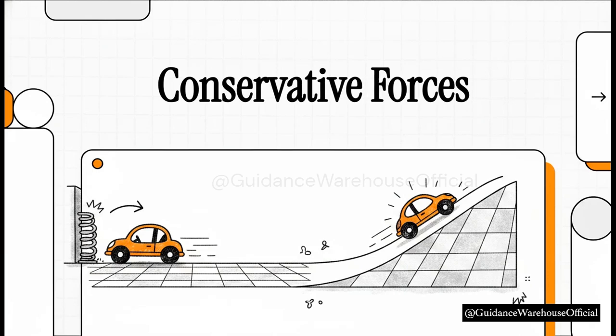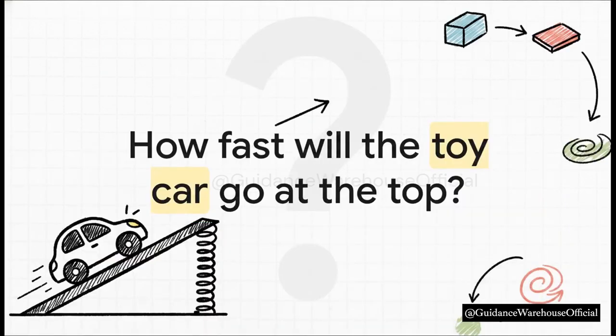Let's say you've got a 0.1 kilogram toy car, and it's jammed right up against a perfectly compressed spring. You let it go, boom, it shoots forward, racing straight toward a steep slope. So here's the big question.